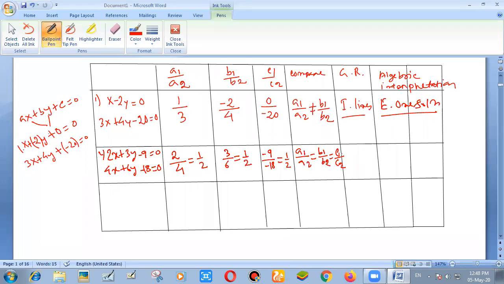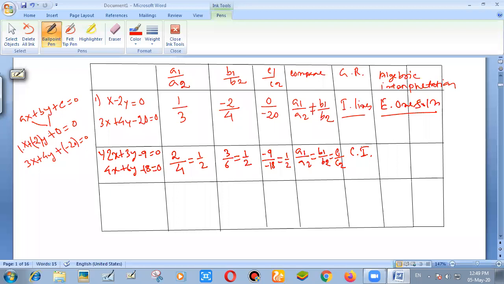Yesterday I solved one question. Coincident lines means what? Two lines are overlapping each other. Then the two lines are called coincident lines. Now the graphical representation will be coincident lines. I am writing the short form; you write the complete sentence.